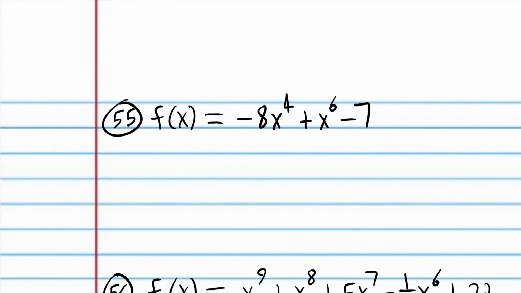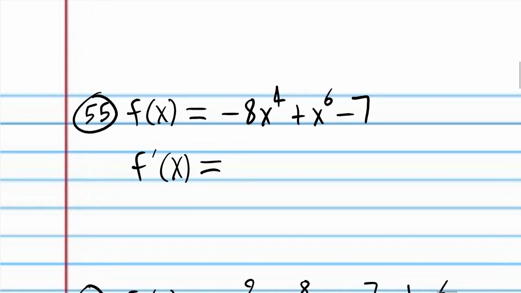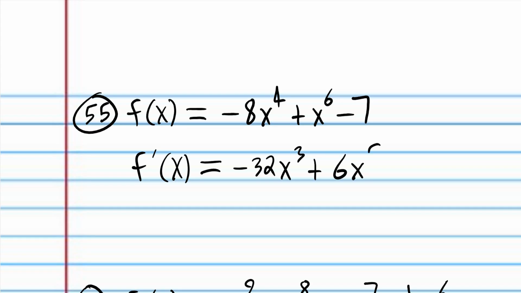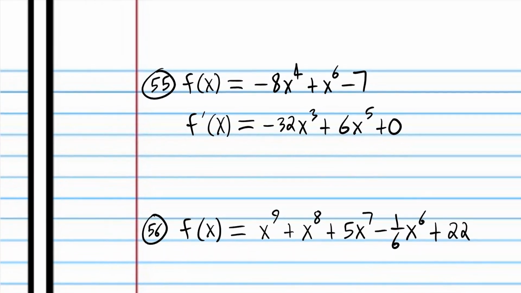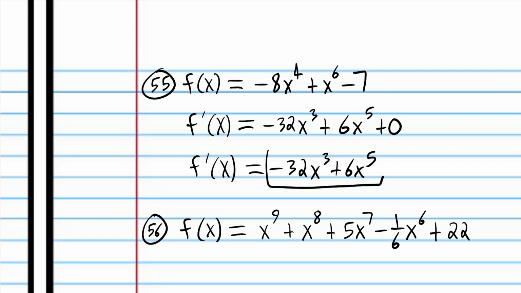It also works if you have a sum of more than two terms. The logic follows for pretty obvious reasons if you wanted to prove that. Find the derivative of the first term, which is negative 32x to the third power, the derivative of the next term, which is 6x to the fifth power, and the derivative of the last term, which is 0, because negative 7 is a constant. So f prime of x is simply negative 32x to the third power plus 6x to the fifth power.